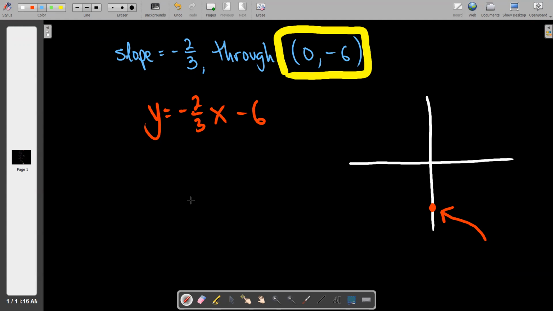So always watch for problems where the y-intercept is masquerading as just a normal point, right? Remember, if you see a point like this, that's not a y-intercept. That's not going to be useful to you. You need to go through the process in that case. But if the 0 is the x, then the y-coordinate has to be the y-intercept. Got it? All right, great.